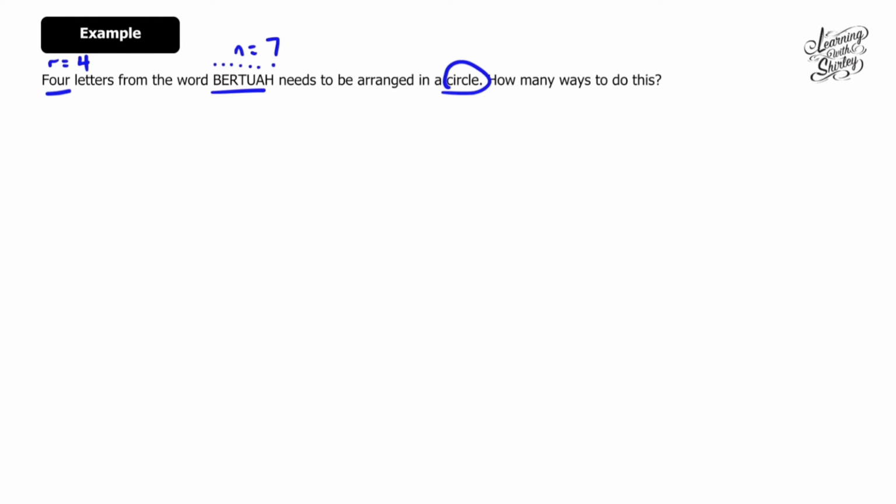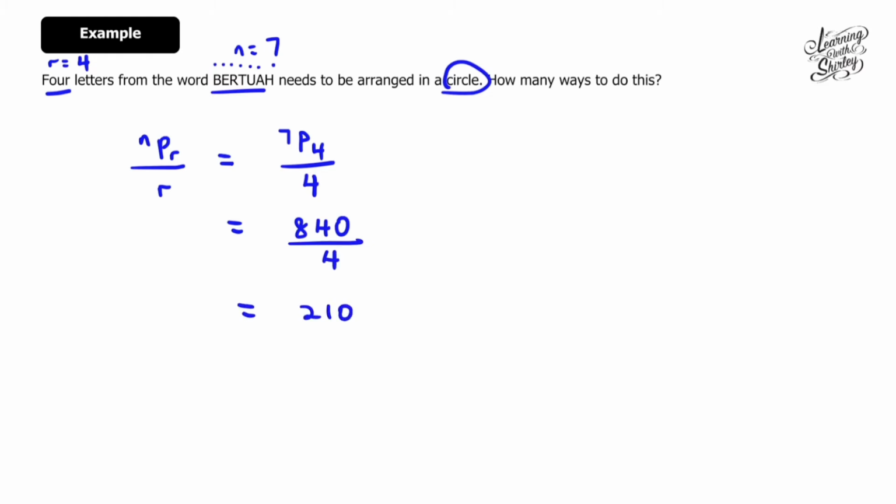So for this, we're going to use the formula nPr over r, which is equal to 7P4 over 4. And 7P4, when you use the calculator, is equal to 840. And over 4, which is equal to 210. And that's the answer.